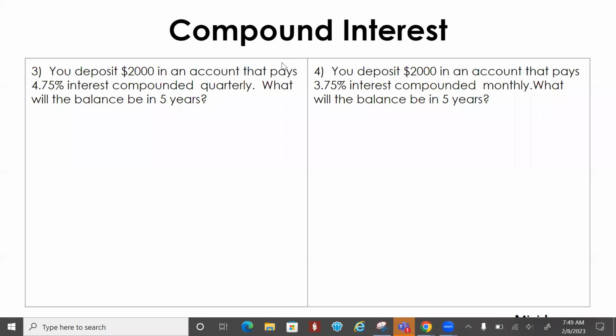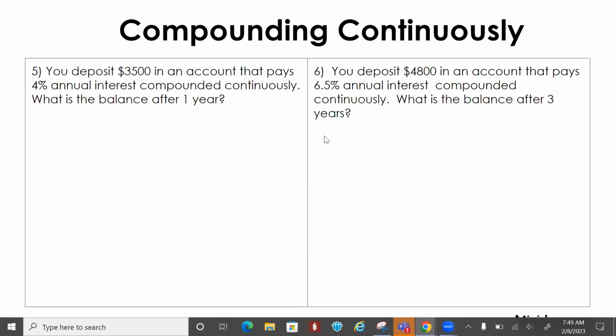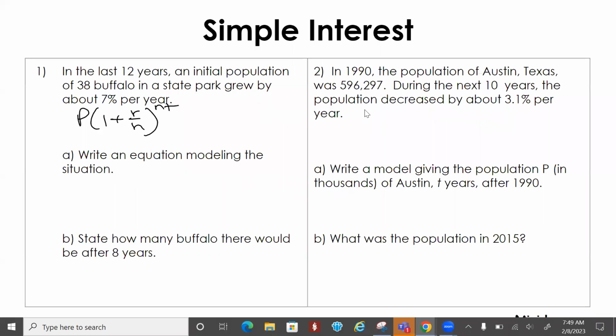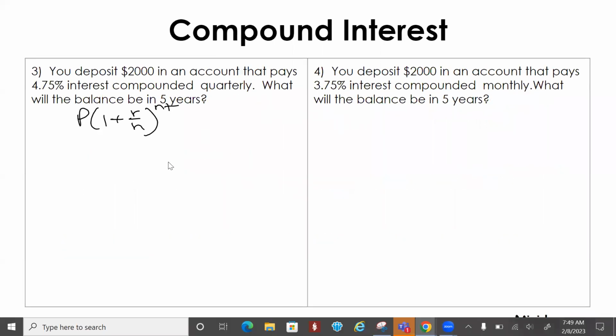Again, this is probably something familiar. You're going to use the equation that says compound interest. So looking at it, here's our compound interest formula. I'm going to go ahead and write that down. You deposit $1,000 in an account that pays 4.75% interest compounded quarterly. What will the balance be in 5 years?